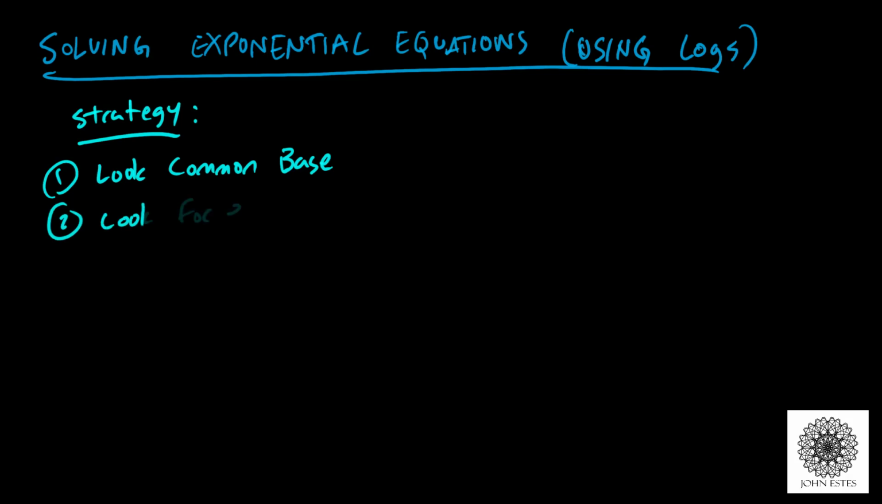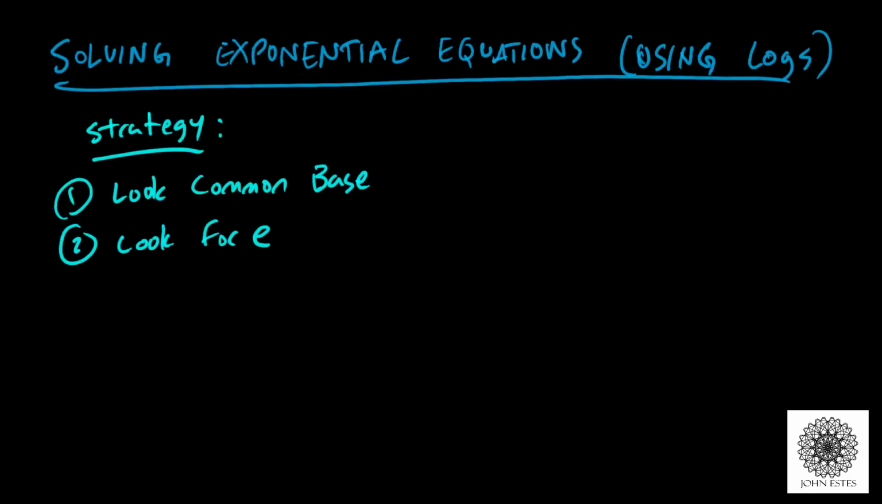and we look for an e. If there's an e involved in the equation, that lets me know that I'm going to have to use ln. And so what I'll do in that case is I'll take ln of both sides. What I mean by that is I apply the ln function to both sides of the equation.